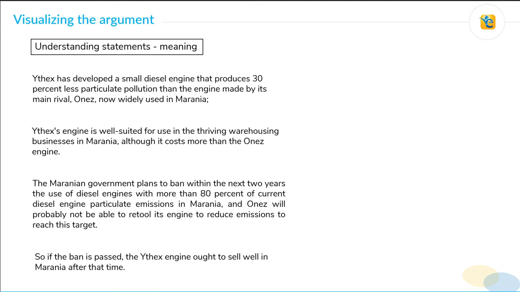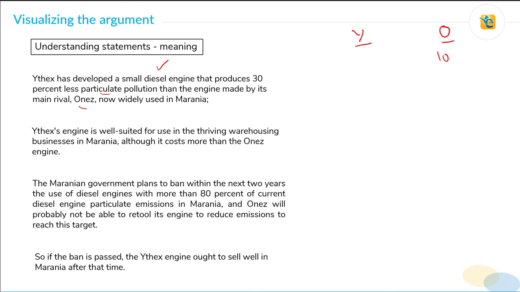So it's a long argument. We're going to break it down very slowly. Alright, so Ythex has developed a small diesel engine that produces 30% less particulate pollution than the engine made by its main rival Once, now widely used in Marania. So there's a lot of data there to unpack. Let's go slow. So essentially you have Ythex and you have Once. We are given that Ythex has developed a small diesel engine, that's cool. This particular engine produces 30% less particulate pollution than the Once engine.